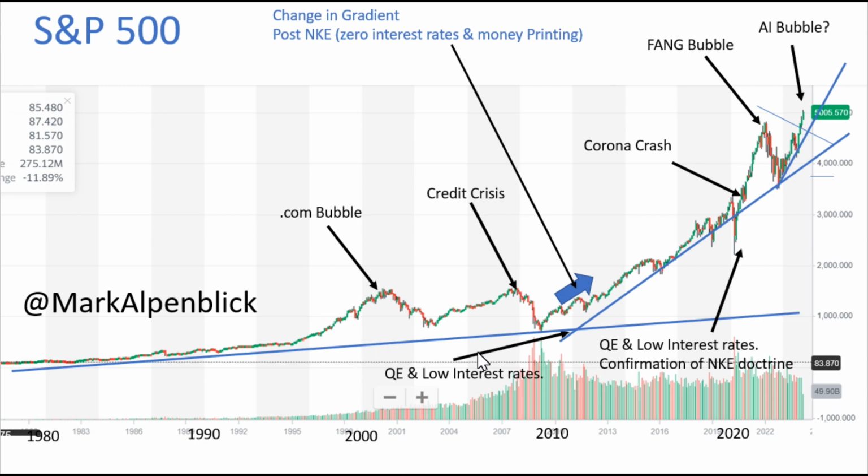So to start off, looking at the 10,000 foot view for the S&P 500, we can see we had the classic boom and bust cycles of the dot-com bubble, the credit crisis, and then more recently the FANG bubble. But what is clear is we had a certain gradient at which the S&P 500 increased in value, and after the credit crisis and the beginning of new Keynesian economics, characterized by zero interest rates and severe money printing, we saw an increase in this gradient by which the S&P 500 increased in value.